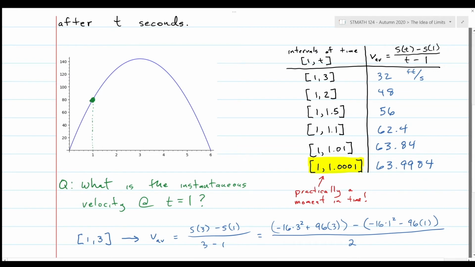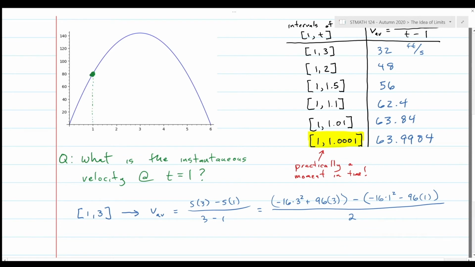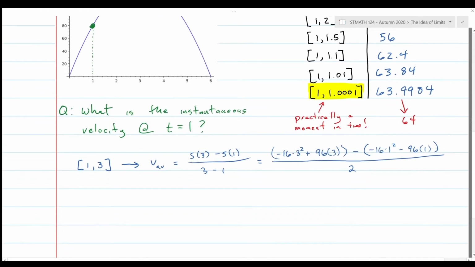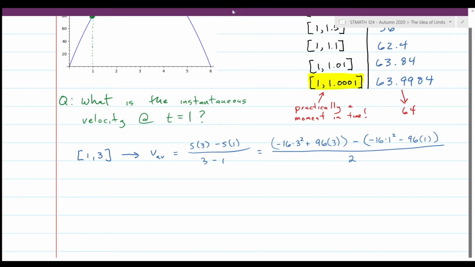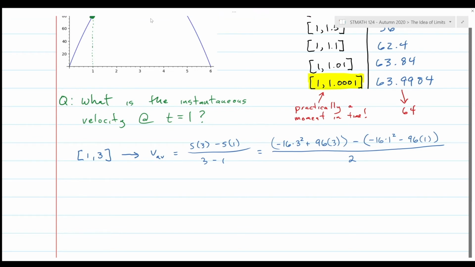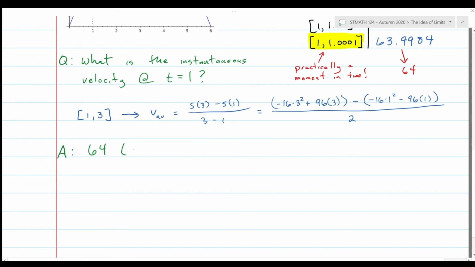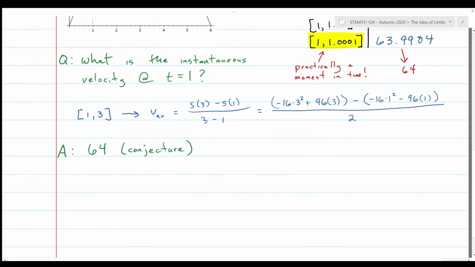You see, as those intervals get smaller and smaller close to 1, so that we're practically looking at the moment of time at t equals 1, it looks like it's getting close to 64. So that's the answer that I was looking for. Now, at this point, it's just an educated guess as to what the answer is, but for now, that's enough to convey the idea. So the answer will be 64. Anyway, that's our conjecture. But it turns out that's the right answer.